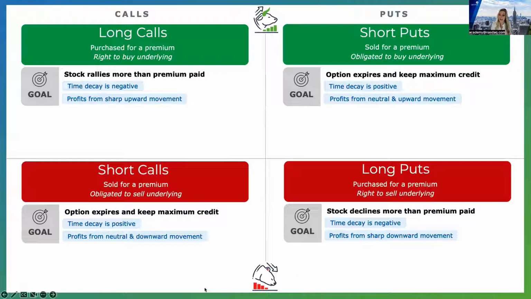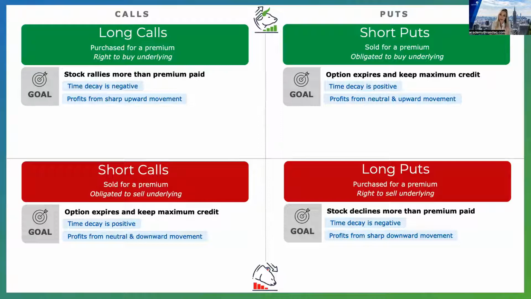And so now you can see how the inverse applies here for the short puts and the short calls. They're short, so they're sold, so we keep the premium. And so my goal is for the option to not have value. So we want it to expire so we can keep the maximum credit. That means time decay is positive, because as we move closer to expiration, that option is going to lose value, which is good for me because I sold it for a credit and I want to be able to buy it back at a lower price.